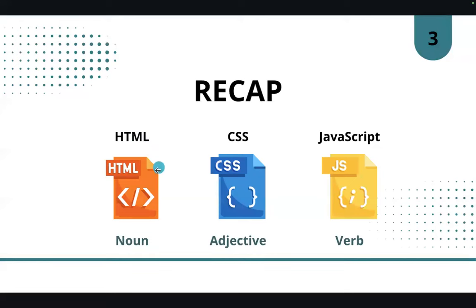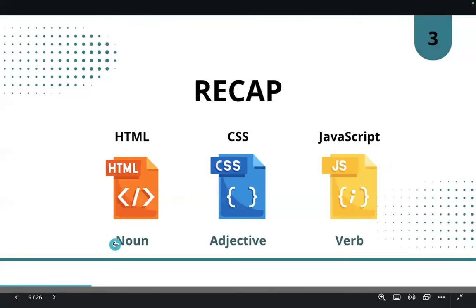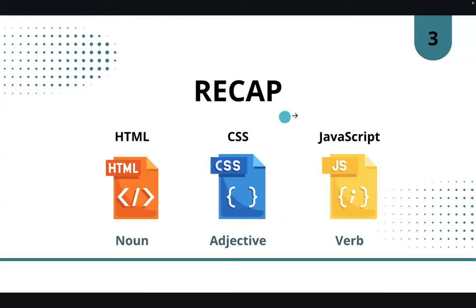And HTML, you can think of as being the noun. So what is the content that appears on your web page? All of the content you can think of as being the HTML. CSS affects how all that content looks. So it's the styling, and you can think of CSS as being the adjective. So HTML is the noun, CSS is the adjective. And then JavaScript is the verb.